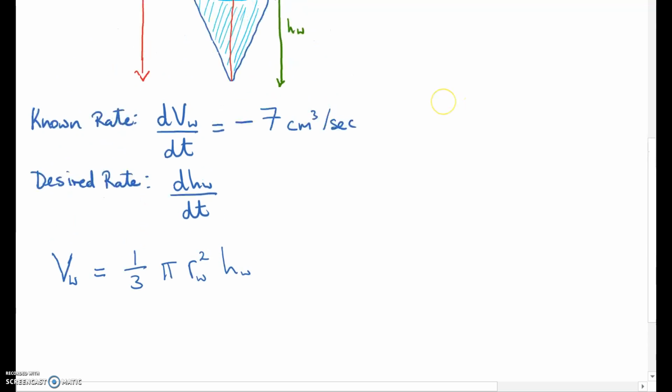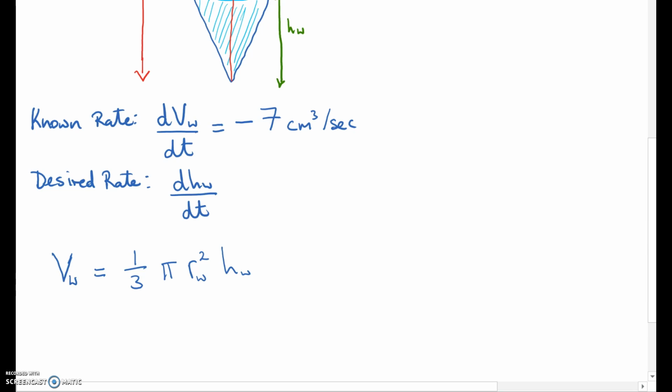So that means when we differentiate this, we're going to have a dV dt, a dR dt, and a dH dt. We know dV dt, and we want dH dt, but the dR dt is going to present us with a problem because we don't know it, and therefore we can't substitute a value for it. So we have to come up with some method of working out what that may be.